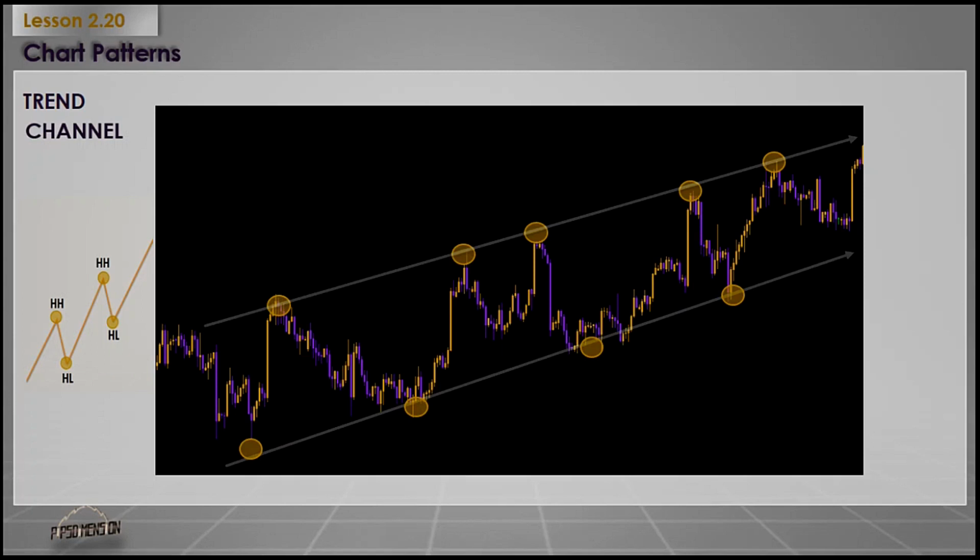For an uptrend, you can see that every consecutive high is higher than the previous high, and you can also see that every consecutive low is higher than the previous low. So an uptrending market is characterized by higher highs and higher lows.